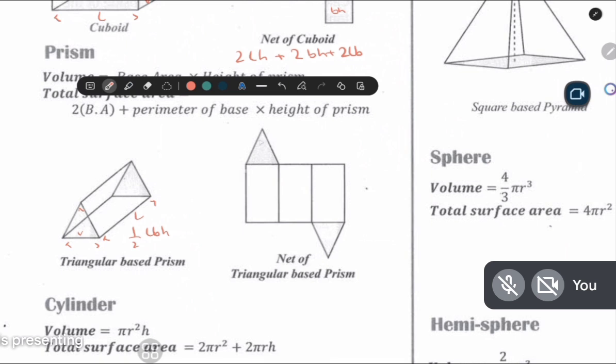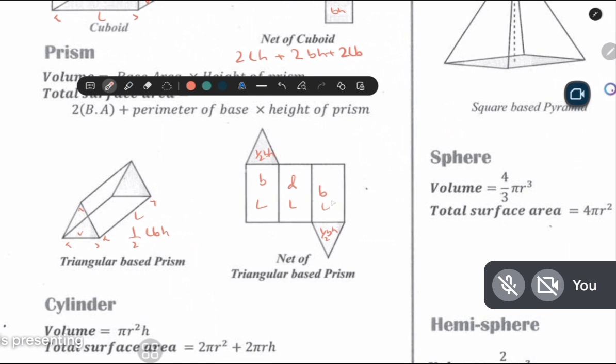Now, when you open this up, you'll have two faces which are triangles. When we're taking out surface area, this will be half base into height, and this will be half base into height. And they'll have three rectangular faces, which are base into length, or no, the diagonal of this triangle. So let's call that T into length. And then you'll have this, which has again base into length.